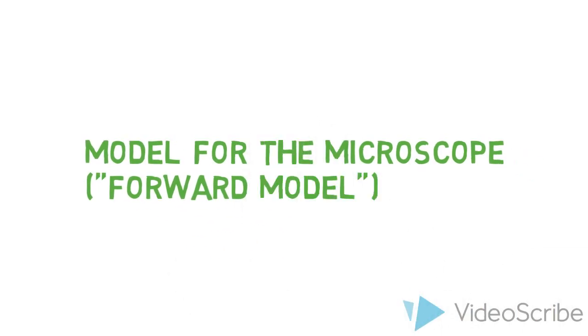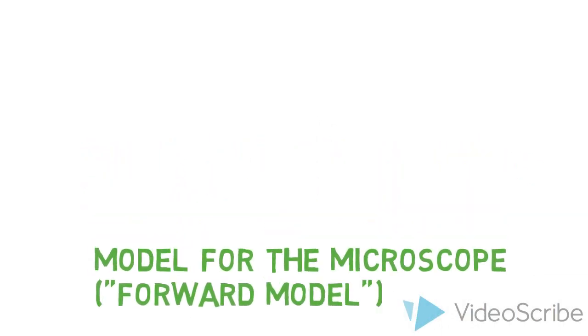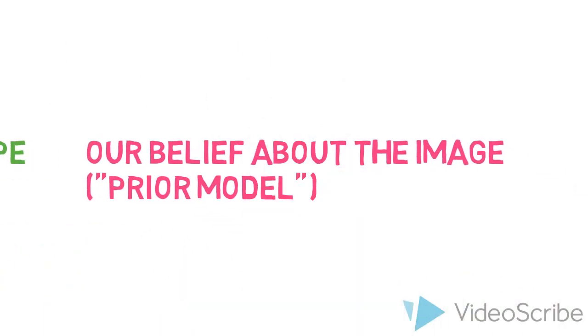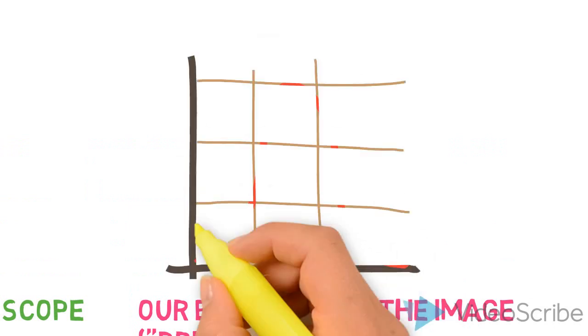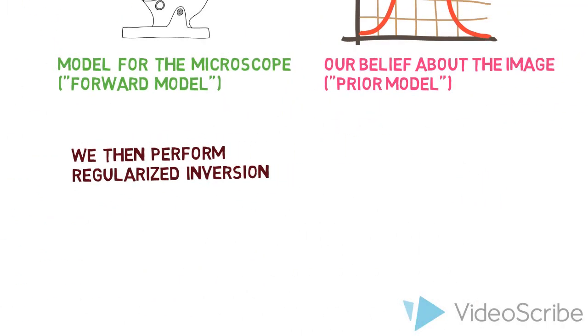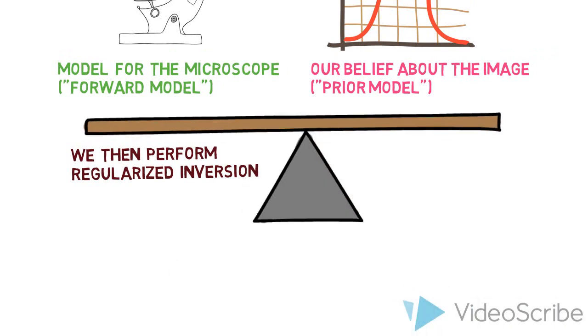The answer lies in Bayesian inversion. And we start out with a model for the microscope, which is also called a forward model, and our belief about the image, called a prior model, which is a probabilistic model. We then perform regularized inversion on both these models.